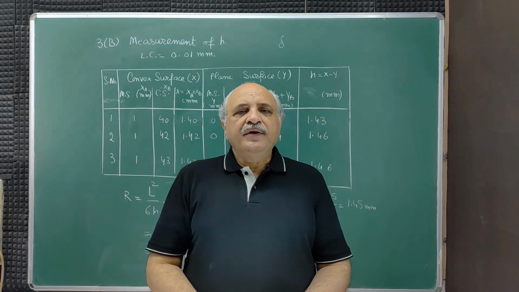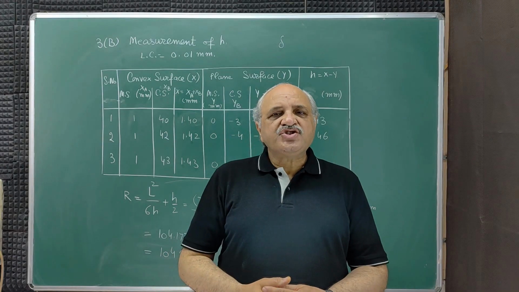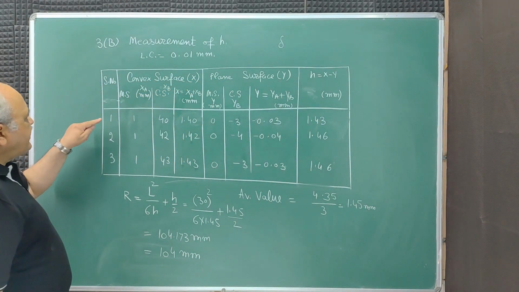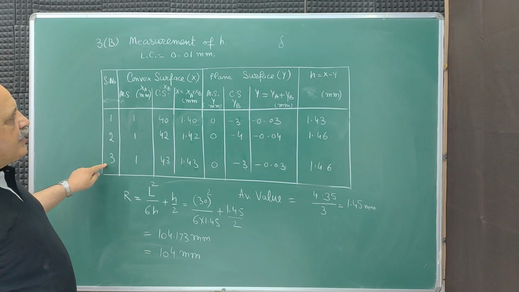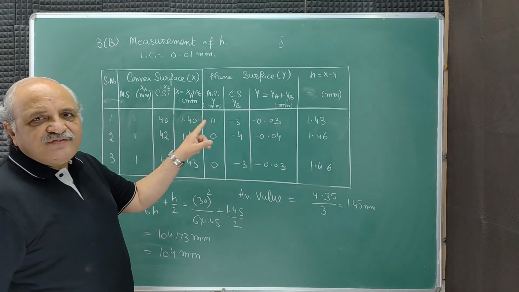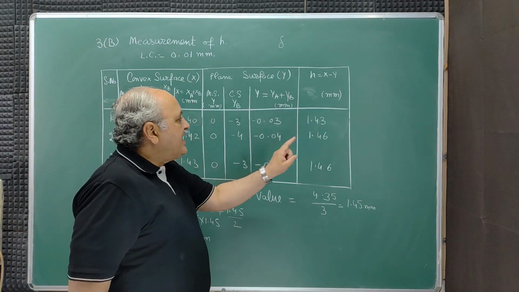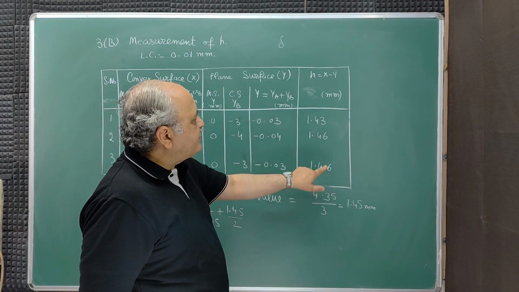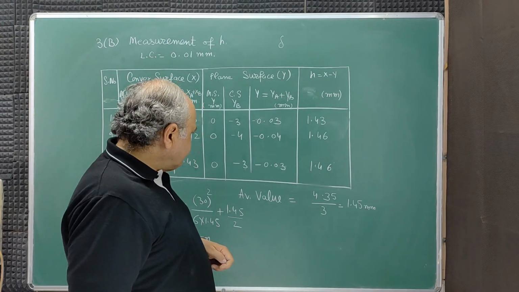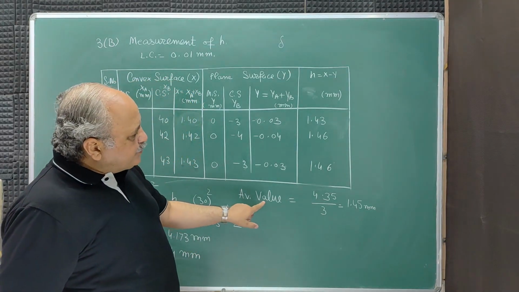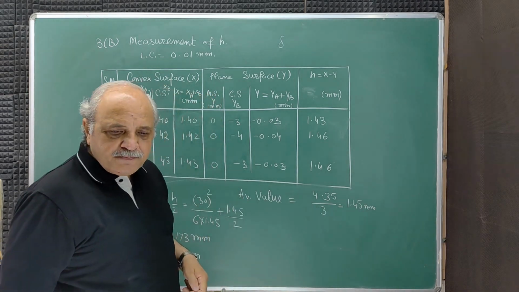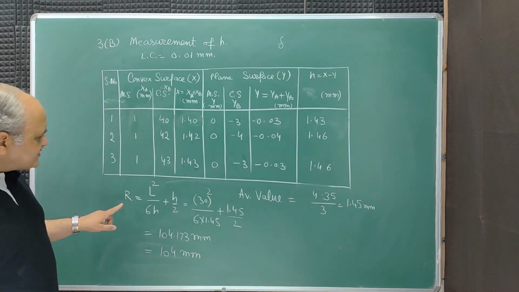Students, after making observation, the following data is obtained. We have taken 3 observations and we are able to calculate, as we have discussed, the H as 1.43, 1.46 and 1.46 in millimeter. When its average value is taken, it comes out to be 1.45 millimeter. Now the rest of the calculation is simple.